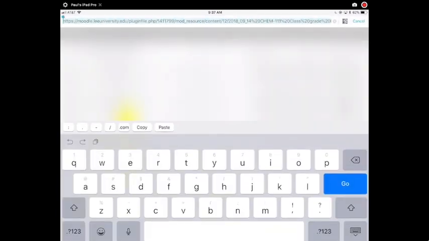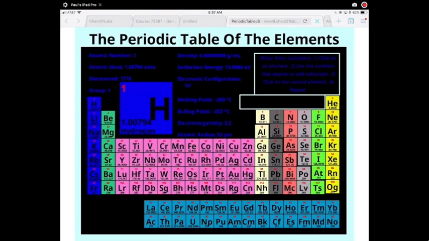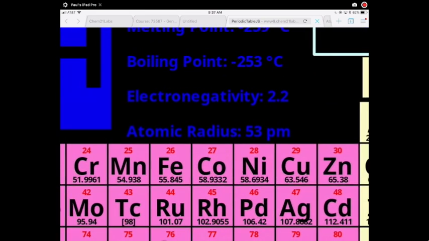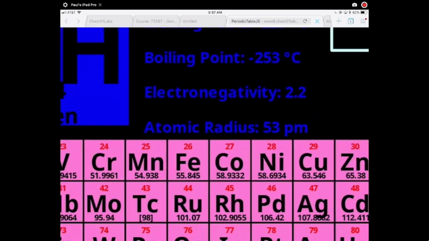If we go to, not Moodle, cancel, if we go to the periodic table, which gives all the information, which you can't actually see because of the color. That's not great. Here is hydrogen. The atomic radius says 53 picometers. To change that into angstroms, you place the decimal point, so it's 0.53 angstroms.